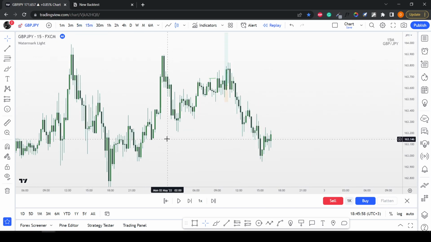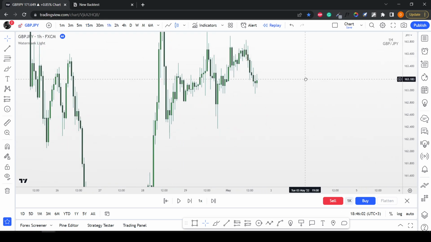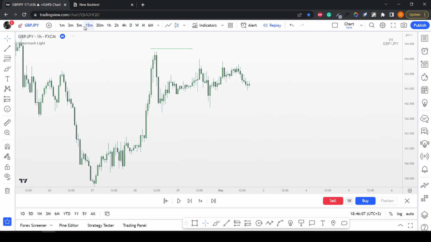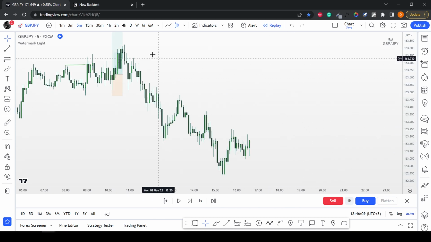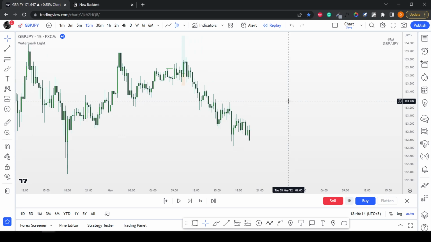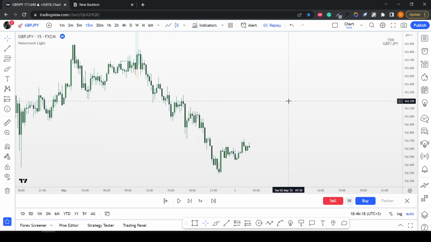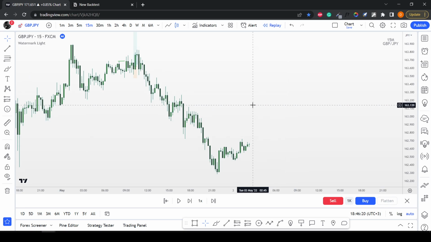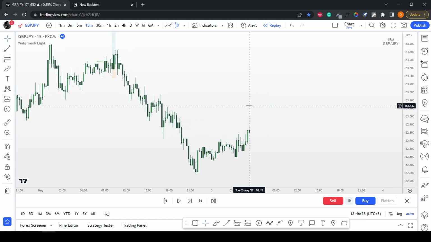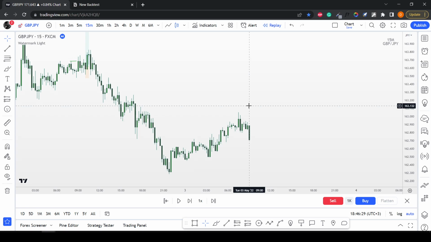Okay, and we broke the 15-minute range. Let's wait for a 15-minute structure to establish itself. So I don't want to follow shorts right now until we break that 4-hour low. So this is Asia, and this is almost New York, so maybe around here.